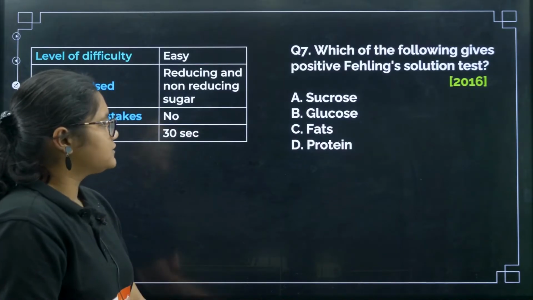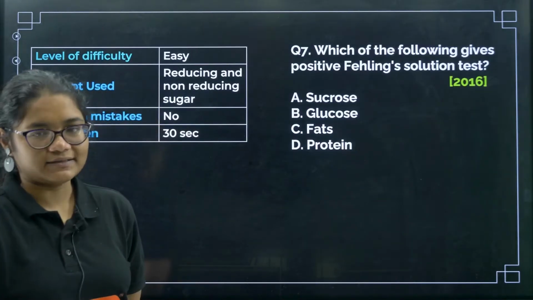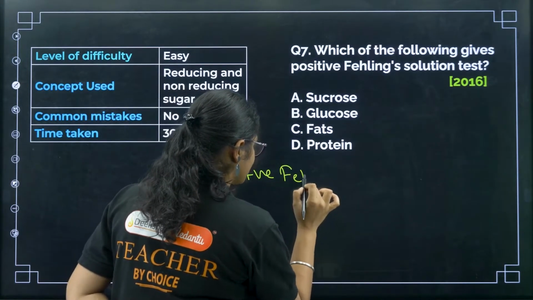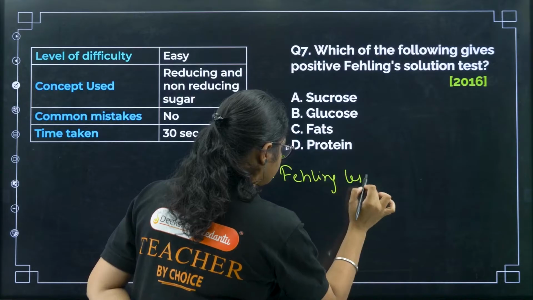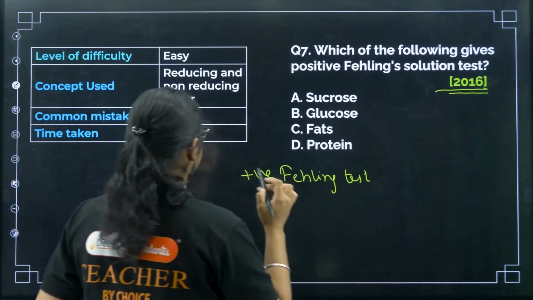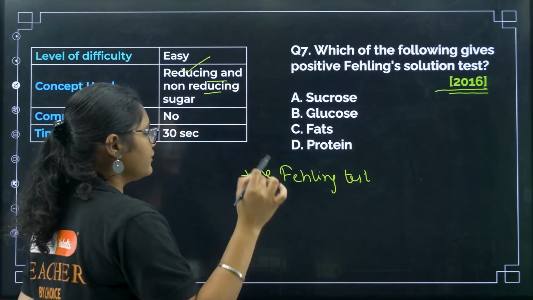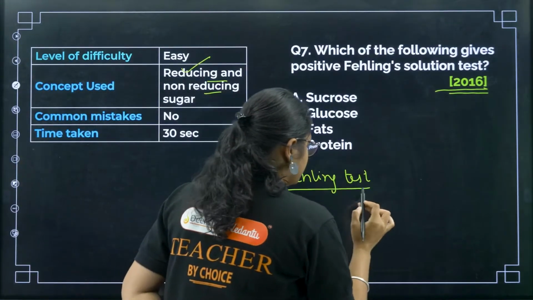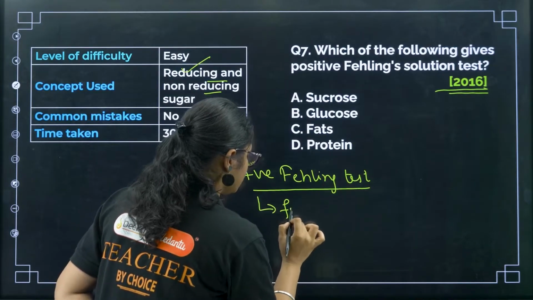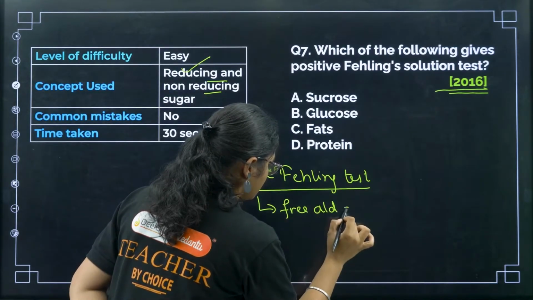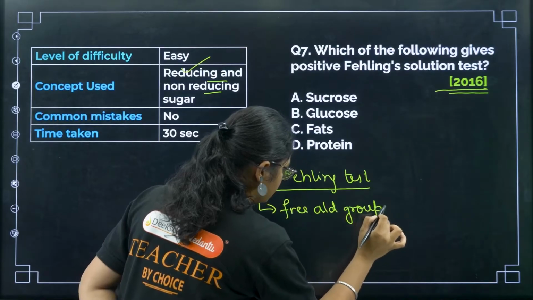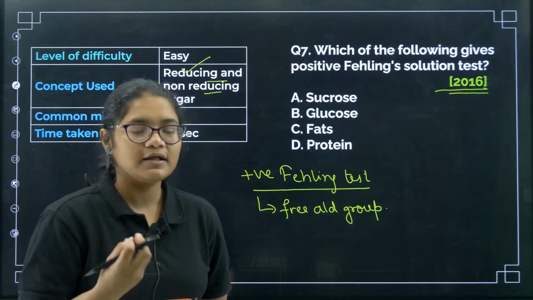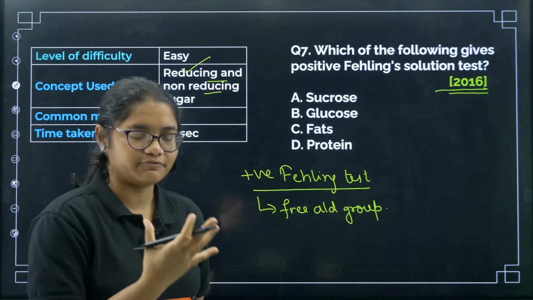Okay, next, which of the following gives a positive Fehling solution test? So first of all, you have to remember the conditions for a positive Fehling test. Let me first tell you, this question was asked in 2016. It is an easy question, but you should know about reducing and non-reducing sugars. Now, a positive Fehling test will be given by those which have a free aldehyde group. Okay, if there is a free aldehyde group in the sugar, then they will give you a positive Fehling test.